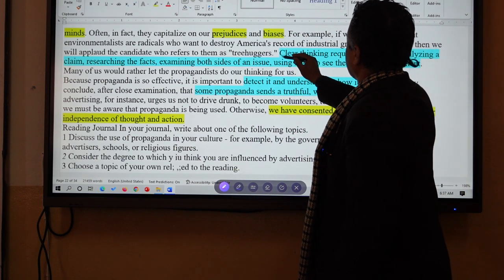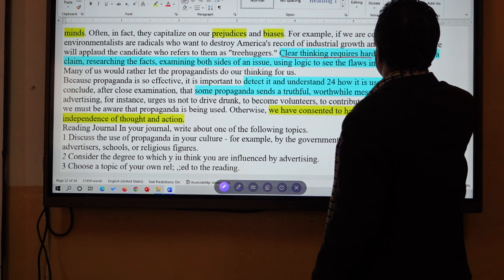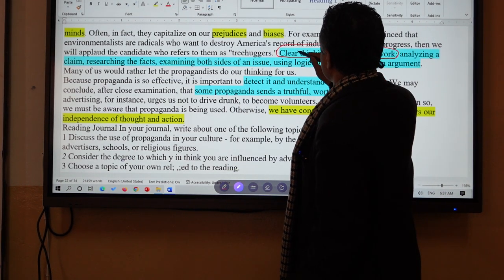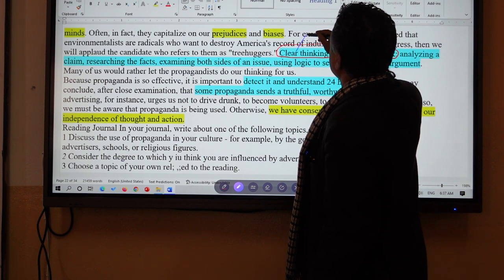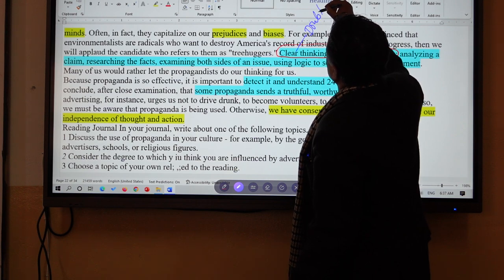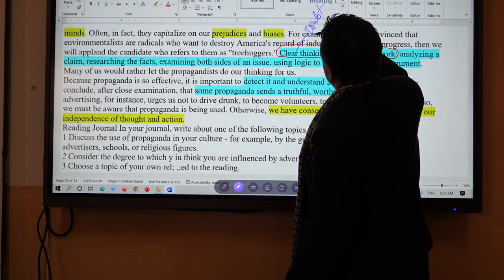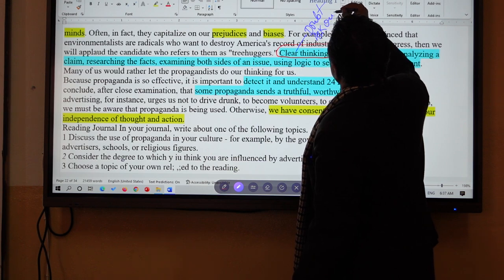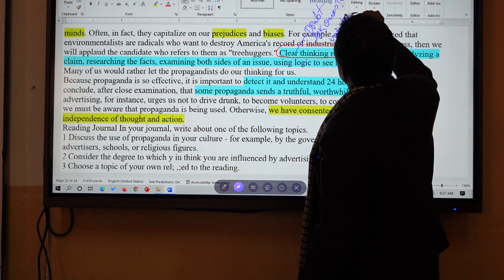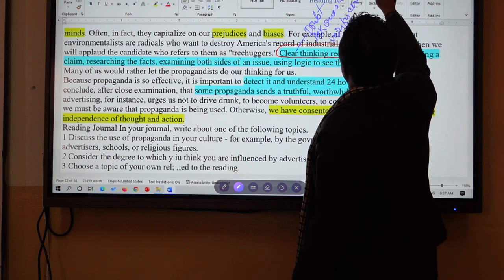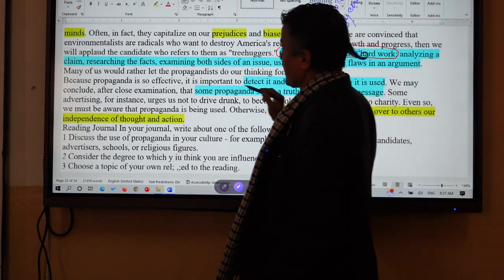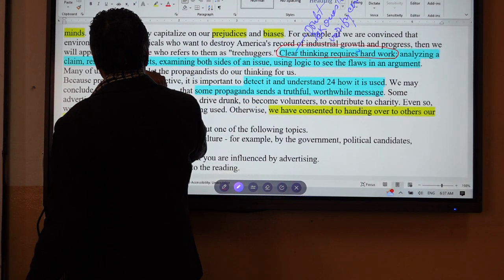Clear thinking requires hard work. And Anne McClintock is asking you to use clear thinking. And clear thinking means, first, doubt what they're claiming. Then, ask questions about their product. Then, verify their evidence about the product. Verify. Then only buy.